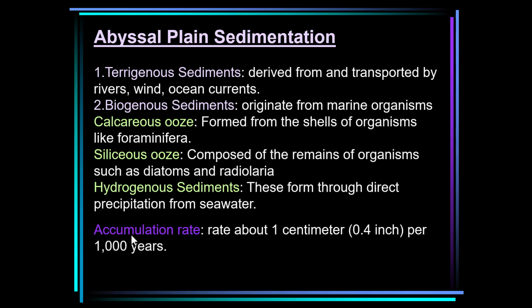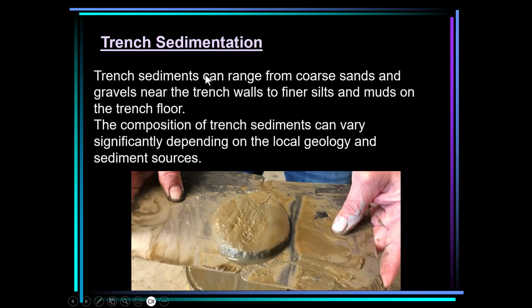What is really interesting is that the accumulation rate in this environment is extremely slow. It's about 1 centimeter every 1,000 years. So it's very, very low. And then the last thing we have to talk about is the trench sedimentation. The trench sediments can range from coarse sand and gravels near the trench walls to finer silt and muds on the trench floor. The composition of the trench sediment can vary significantly depending on the local geology and the sediment sources.